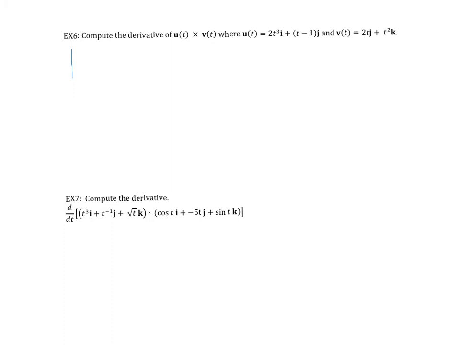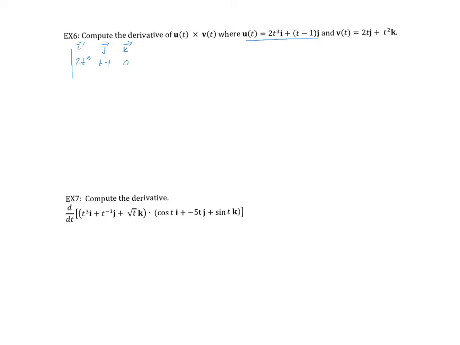So remember, we have our i, j, and k. If we look at our vector u, because that's going to come first, and we look at the components i and j, we get 2t to the third for i. Our j component is t minus 1. And our k component is 0.